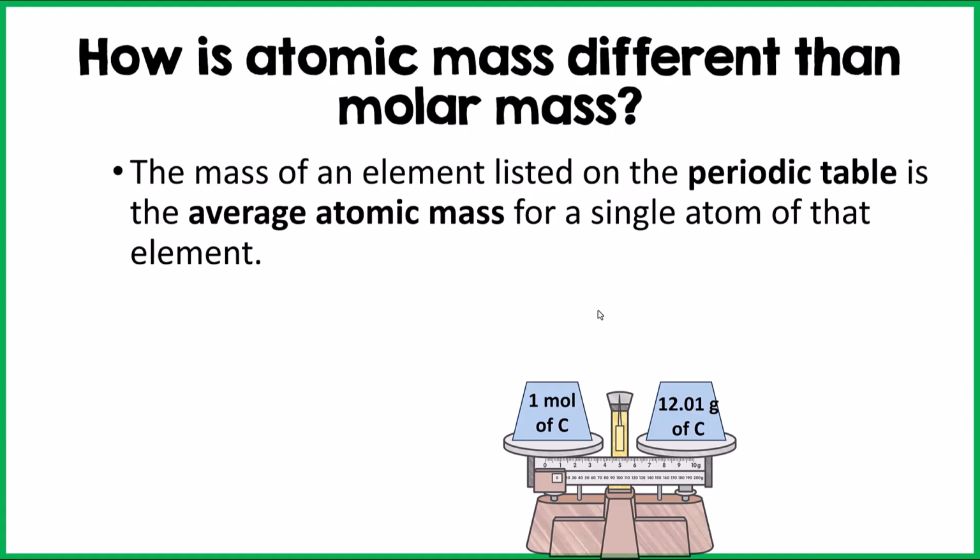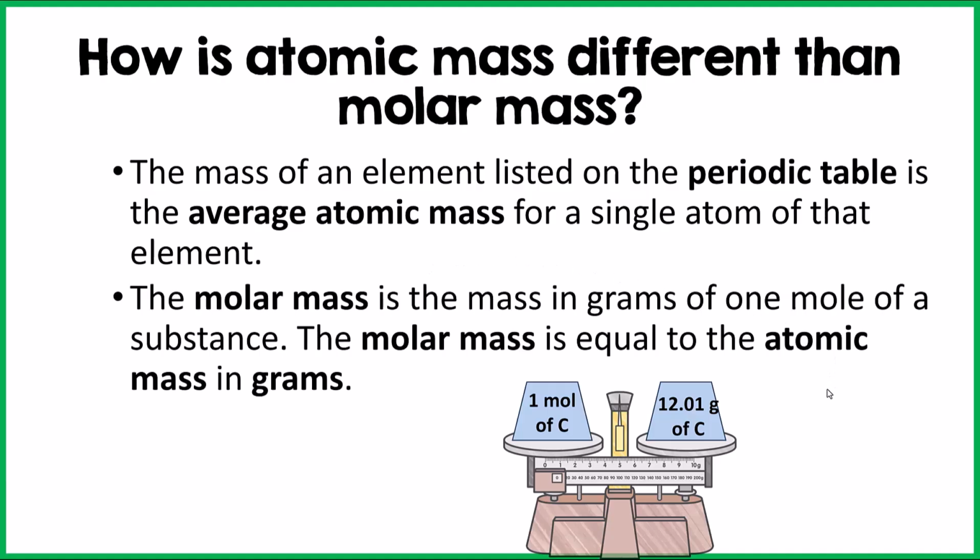The mass of an element listed on the periodic table is the average atomic mass for a single atom of that element. And we've discussed how the average atomic mass for a single atom of a particular element is measured in AMUs, or atomic mass unit. So that's the average mass for an atom of a particular element. And we've discussed how we take the average of all of the isotopes to come up with that. So the atomic mass is measured in AMU.